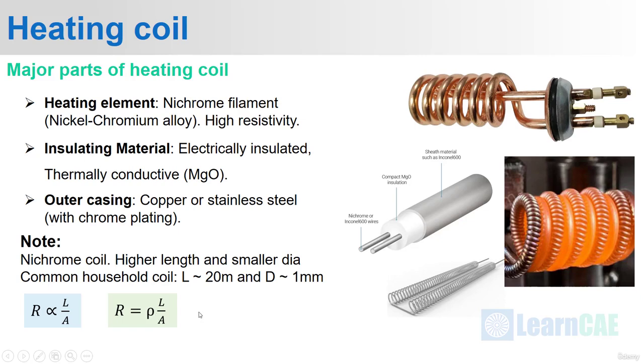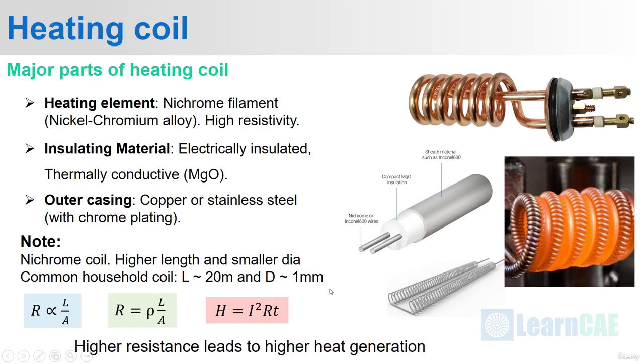Next, from this resistance, we can calculate the heat generation. Heat generation is equal to I square R T, where I is the current, R is the resistance, and T is the time. This is equal to heat energy, and the unit is joules. If you remove T, then it will become heat transfer rate or power, and the unit is watt. Therefore, effectively, higher resistance leads to higher heat generation.